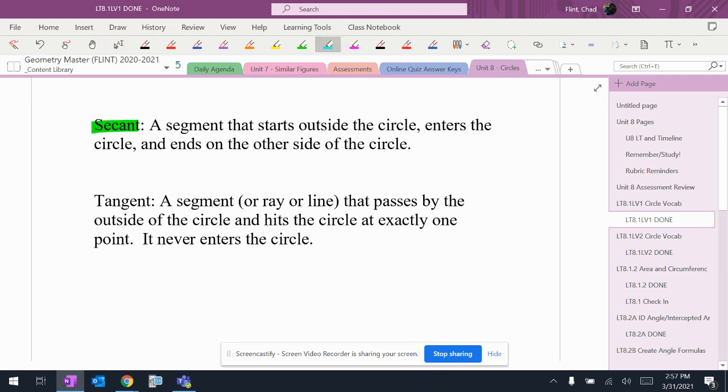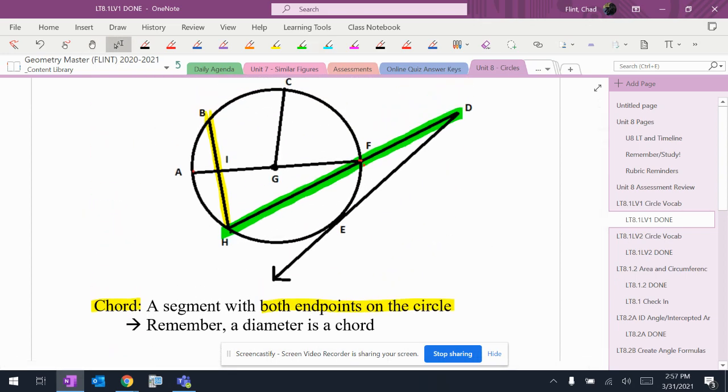The last one of the segments is a tangent. A tangent is a segment that passes by a circle and hits it at one spot. It's easy to see if you had a line or a segment resting on the outside of the circle. It does not go inside the circle, and it cannot go inside the circle if you were to extend it.